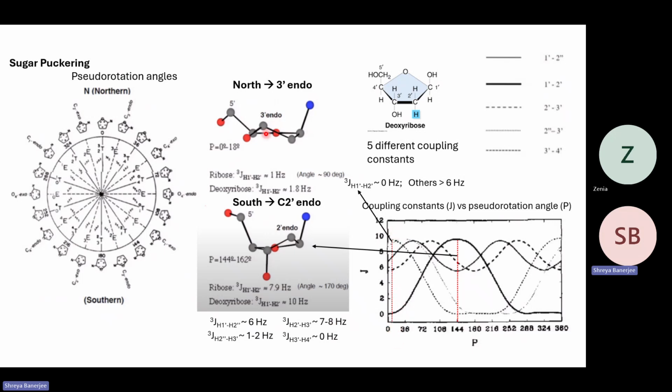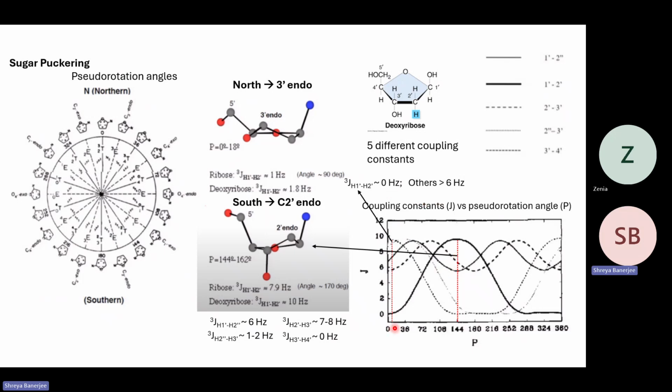So for the north structures, this J value, that is 1', 2 double prime, is 0. You can see, so 1', 2 double prime is 0. The other 4 are around 6 Hz, slightly higher, 7, 8. They are basically greater than 6 Hz. We are just taking them.